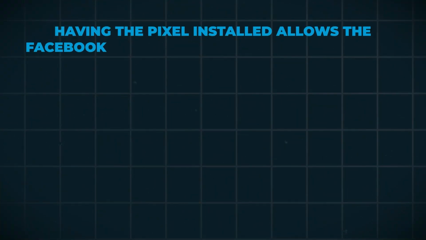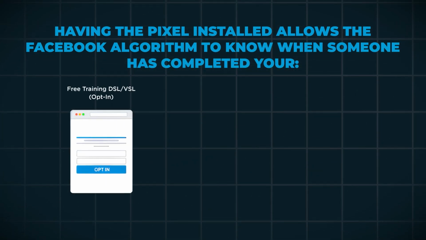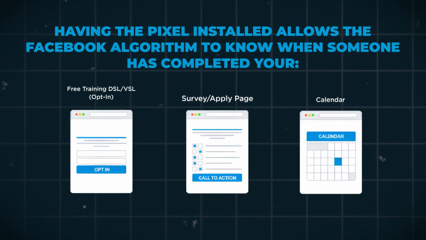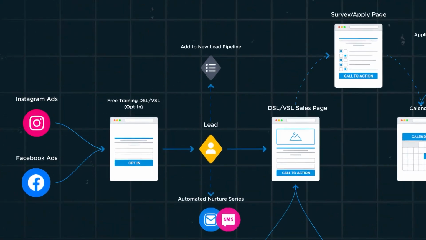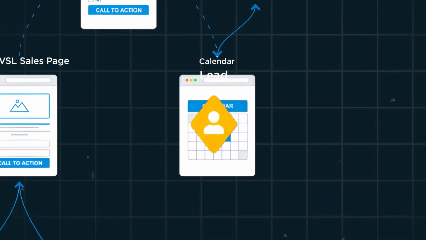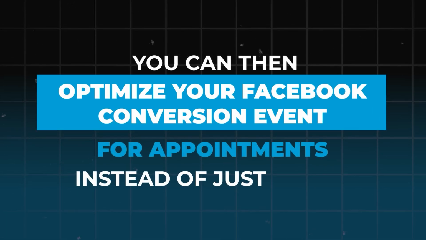Having the pixel installed allows the Facebook algorithm to know when someone has completed your opt-in form versus completed your application page versus scheduled a call with you, and so on. This way, after you've got some appointments coming through, you can optimize your Facebook pixel for booked appointments. Once you have your landing pages and funnels set up so that only qualified leads are landing on your calendar page, you can then optimize your Facebook conversion event for appointments instead of just leads.